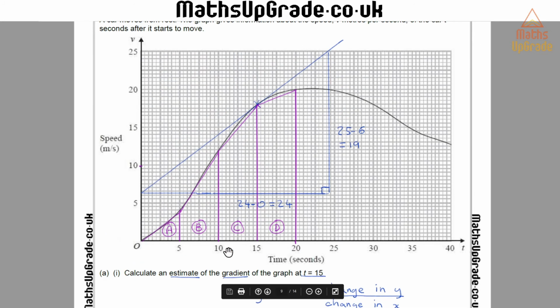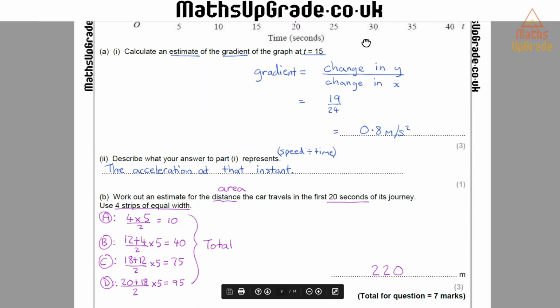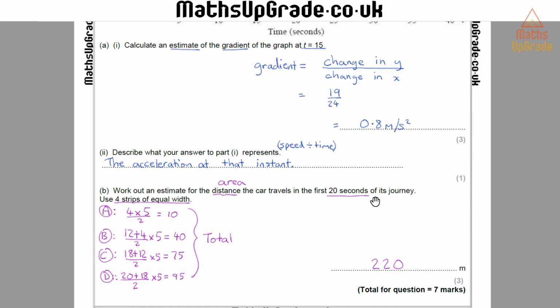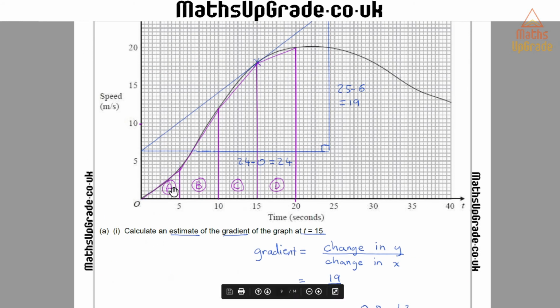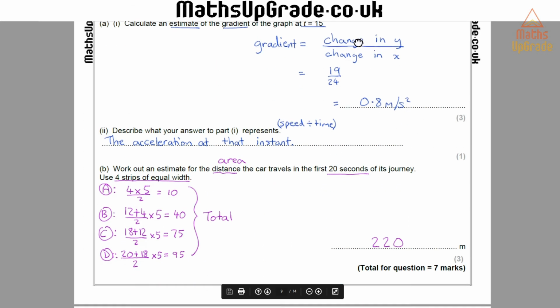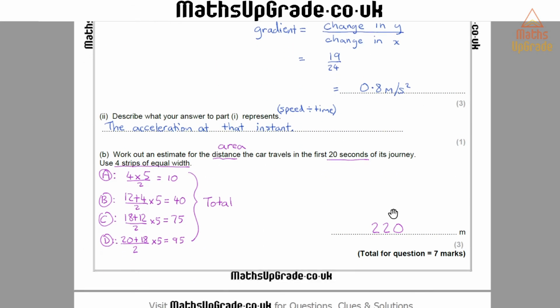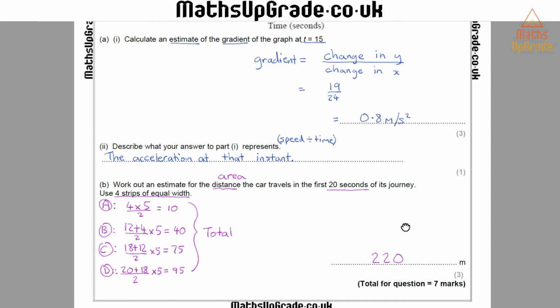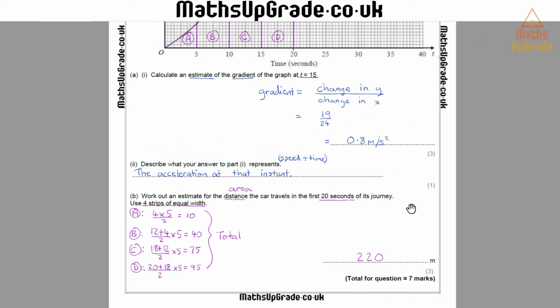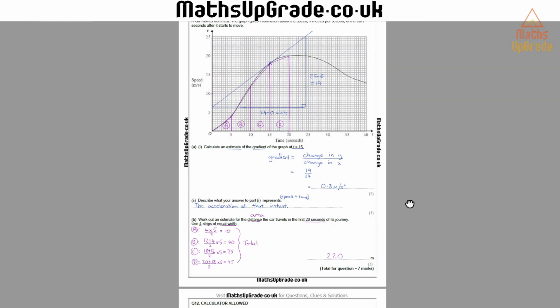In a similar way, you can do it for sections C and D as well. I've done that there. The total distance the car travels in the first 20 seconds is given by the first 5 seconds, 10 seconds, 15 and 20, so the areas underneath those 4 sections added up, and that is 220 meters. That's for 3 marks, so the whole question is worth 7 marks.